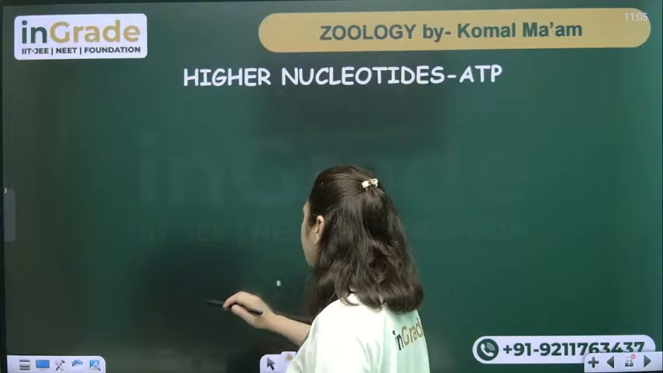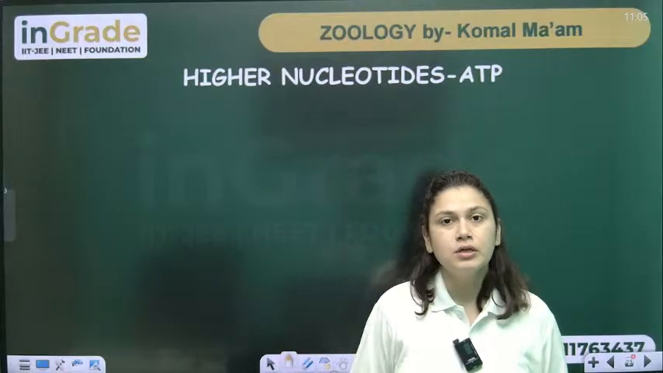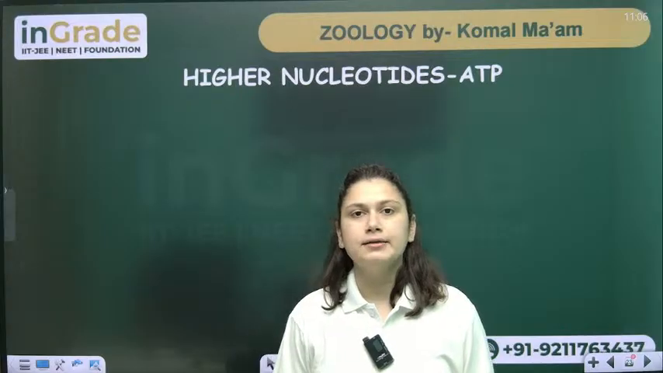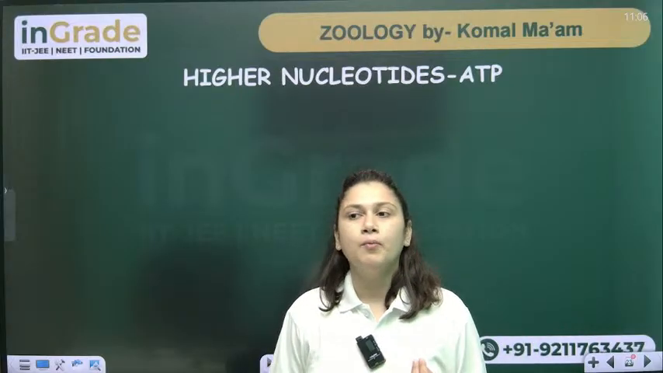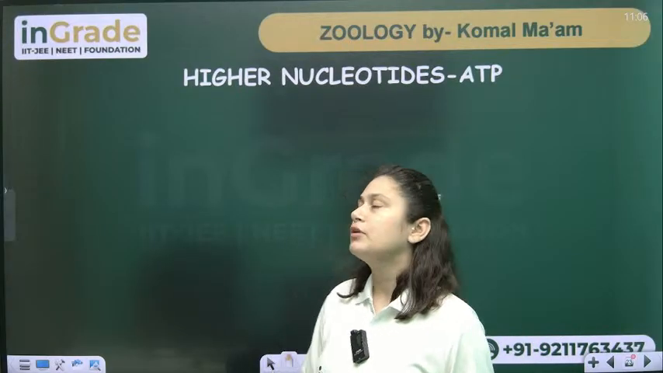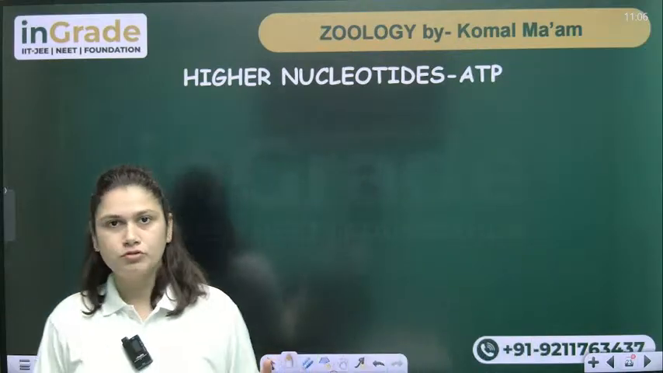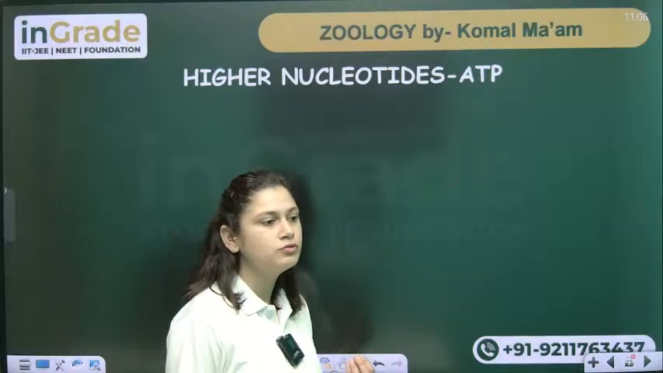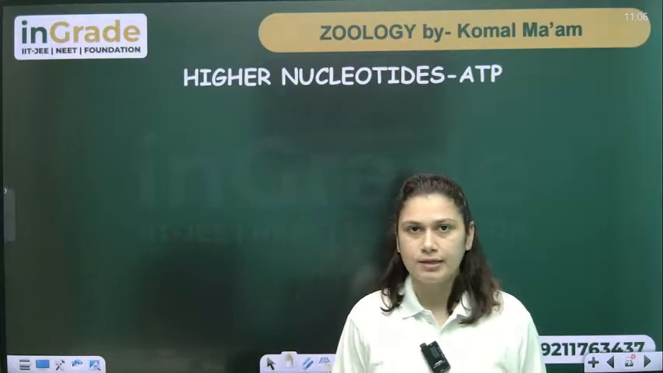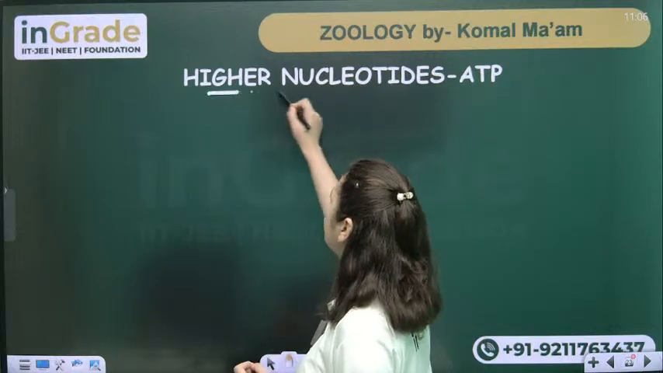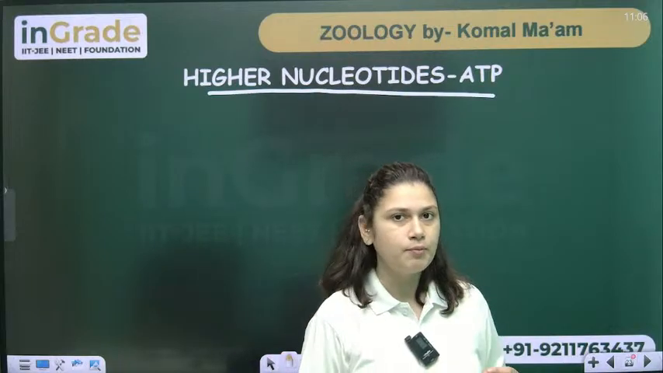So what I've told you in the last class was that nucleotides are basically the monomers of nucleic acids. Now today we have to discuss the structure of nucleic acids. We have to study about the details of nucleic acids, but before that one topic was left, that was higher nucleotides. So firstly we will study about the higher nucleotides.